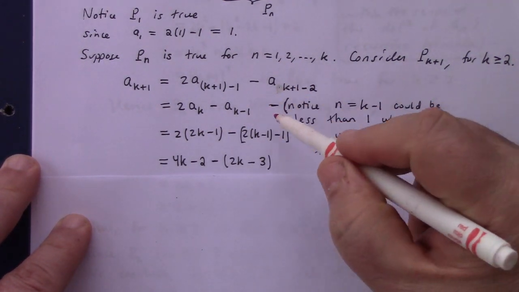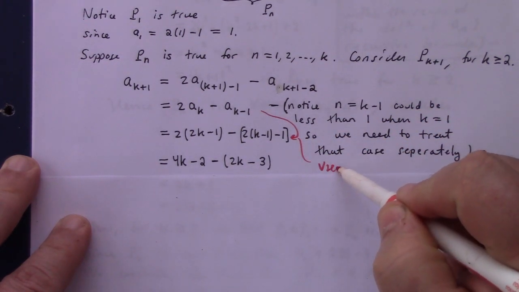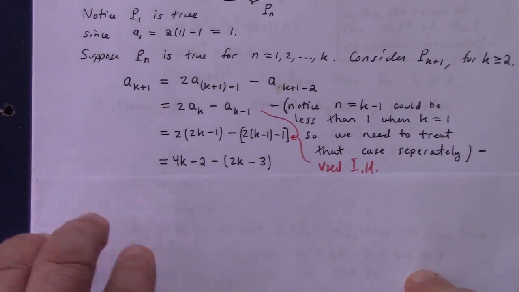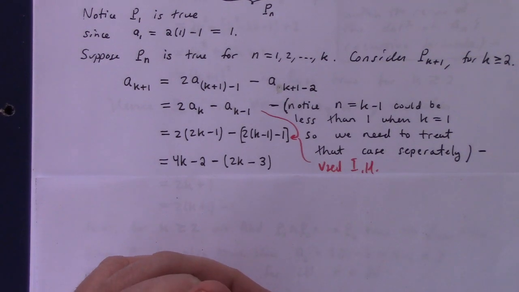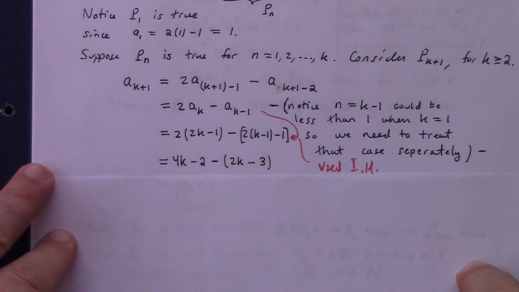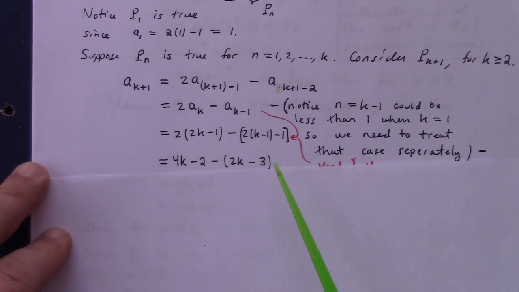Going from here to here, we used the induction hypothesis, right? We had to use it not just for k, though, we had to use it for k minus 1 as well, right? And because you need to use it for k and for k minus 1, I can't have k equals 1, because that would give me a sub 0, and that's not even defined, right? So when I'm using the recursive formula, I have to have k greater than or equal to 2 for this argument to make sense.